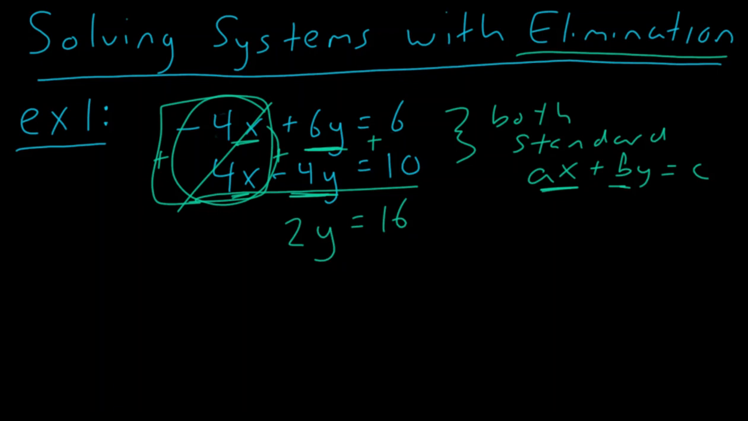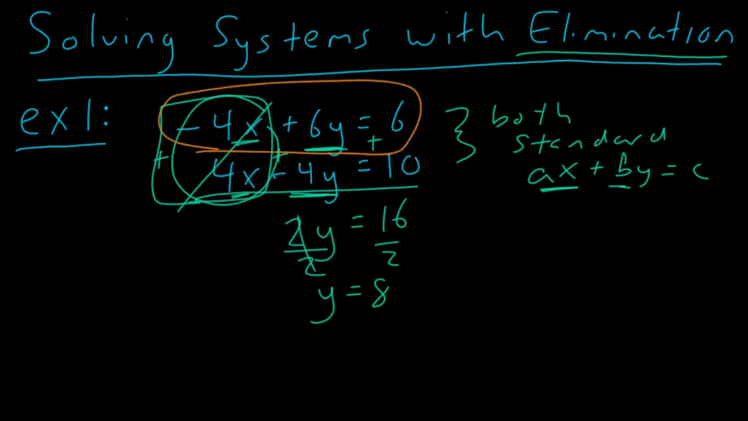And then you all know how to solve this. 2y equals 16. How do we get rid of the 2? Well, we divide both sides by 2. And we see, okay, well, y is equal to 8. Pretty easy. Okay, from here we know that we want to plug it into one of these equations. Unfortunately, neither one of these has a variable by itself. So let's just go ahead and plug it into the top one, okay?